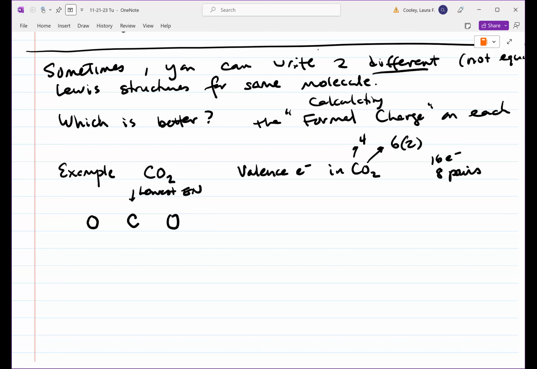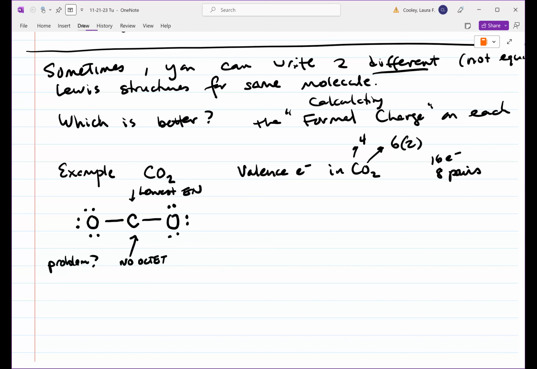Okay, so we start by writing single bonds. So we'll use up 2 pairs that way. 1, 2. Then we put lone pairs on the outer atoms first. 3, 4, 5, 6, 7, 8. And we're done. We don't have any more lone pairs, but we have a problem. What's the problem? Yeah, there is no octet on the central carbon.